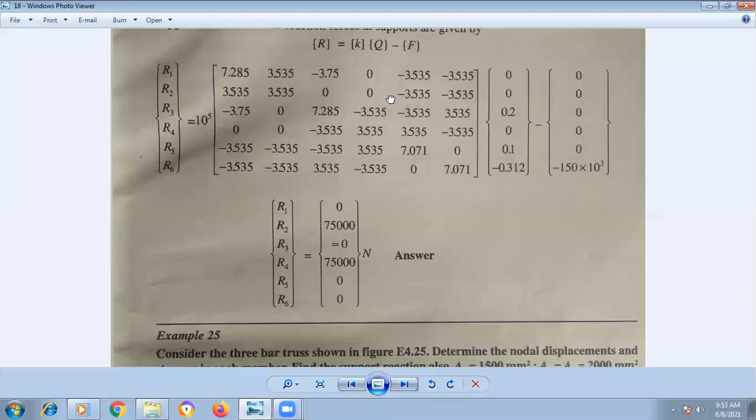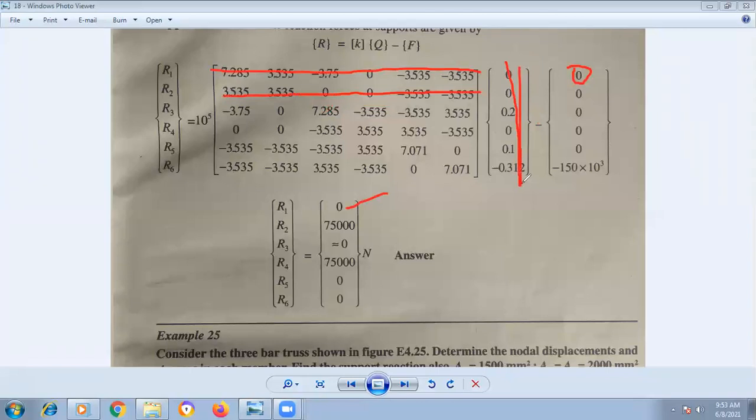Now, how to find the reactions? I told you it is fixed in node 1. Node 1 is fixed. Therefore, R1, R2 you will have. R3 is 0. R4, R5, R6 are zeros, right? So write K into Q matrix minus the F vector. The first row you multiply with the column, subtract 0, you will get the first reaction. The second row you multiply with the column, subtract 0, you will get R2.